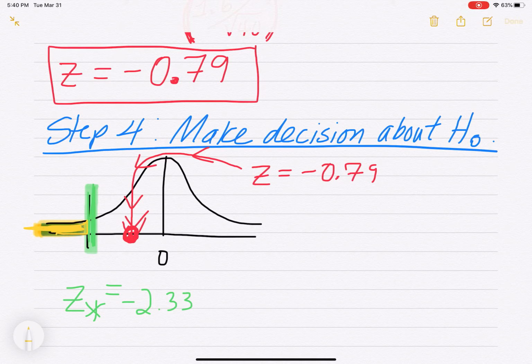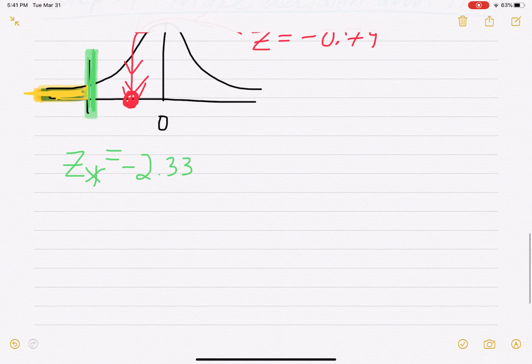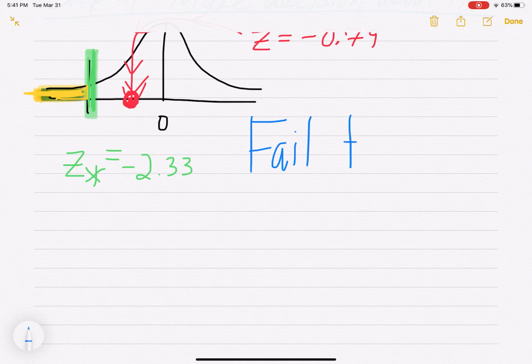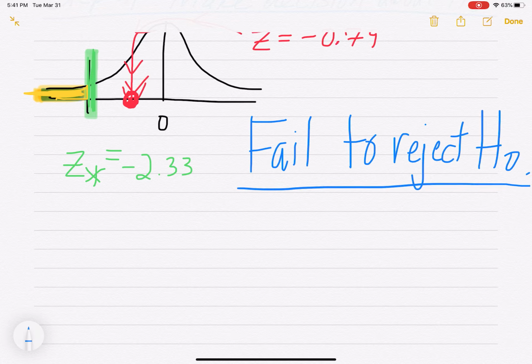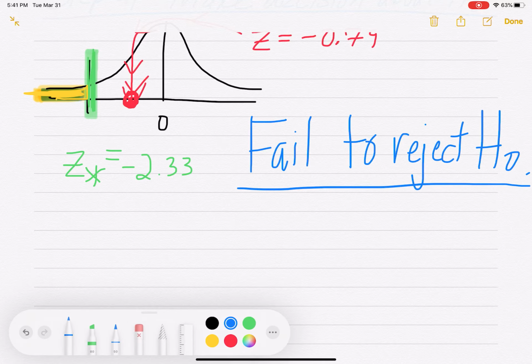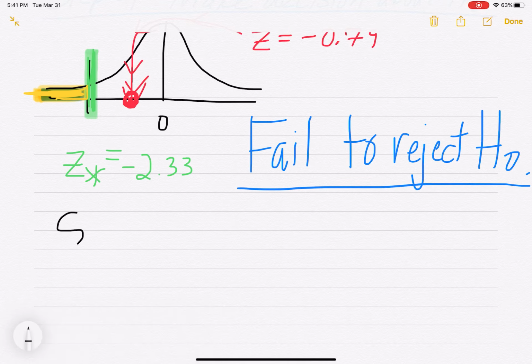So since the test statistic is not in the rejection region, we're going to fail to reject the null hypothesis. So fail to reject H0, the null hypothesis. So that's the big outcome. And then finally, we have to write a conclusion. This is the final step, step 5. We're going to write a conclusion.